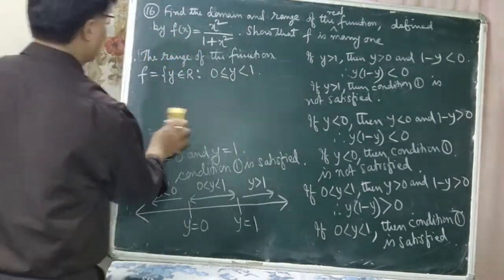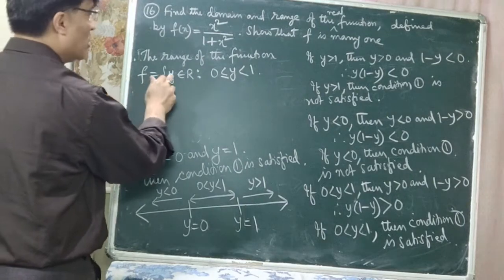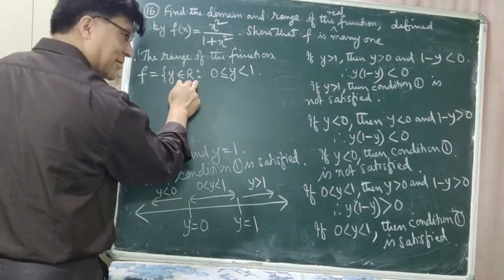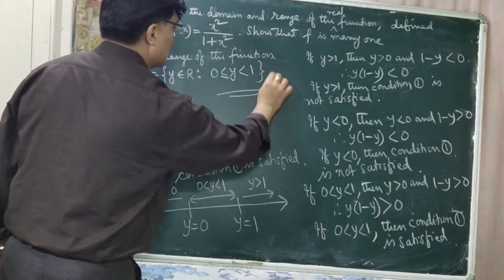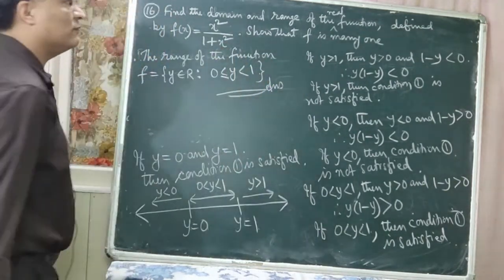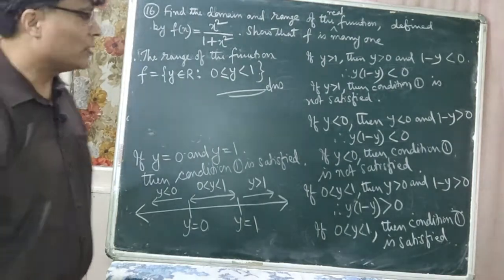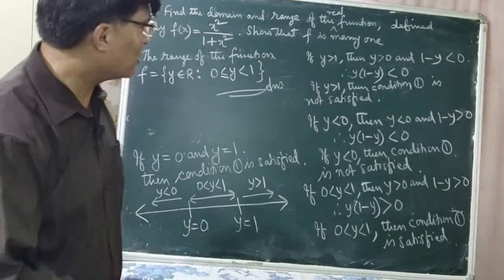So what is the range of the function f? It is y belongs to the set of real numbers such that 0 less than or equal to y less than 1. So this is the range of the given function. So I think you have understood it, so you can copy it.